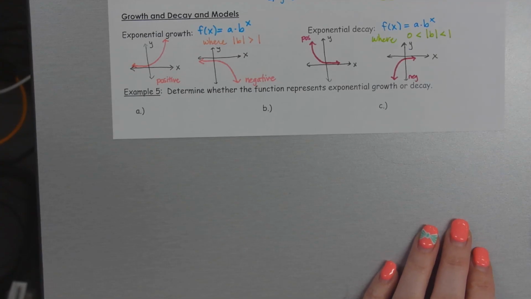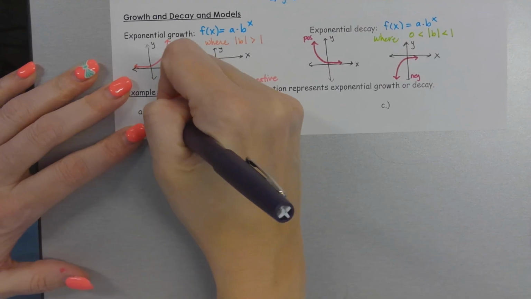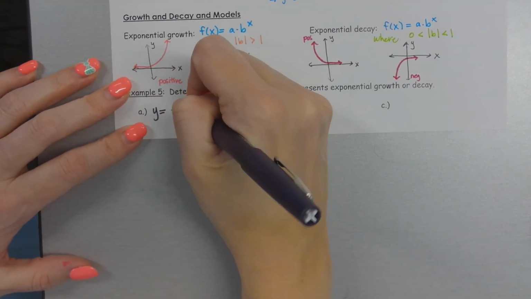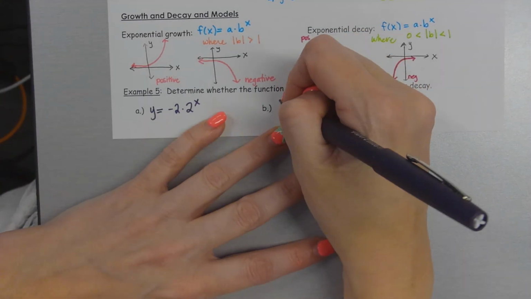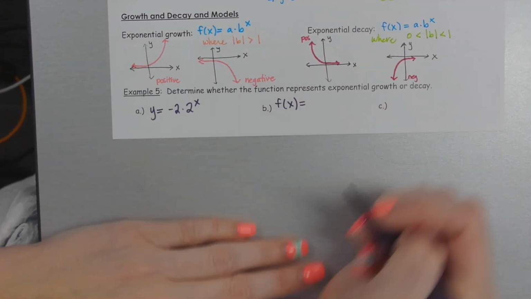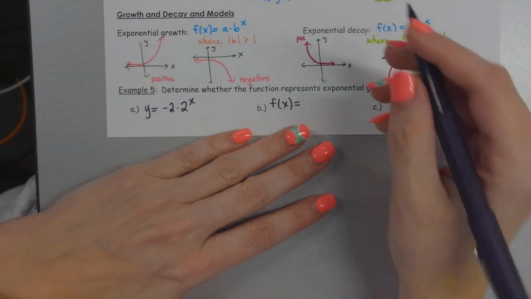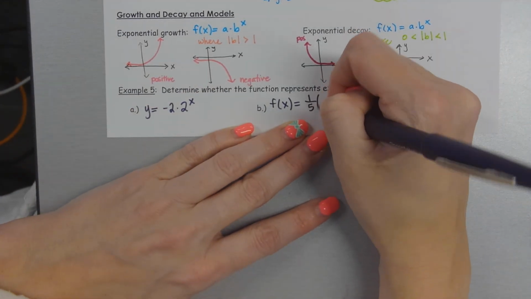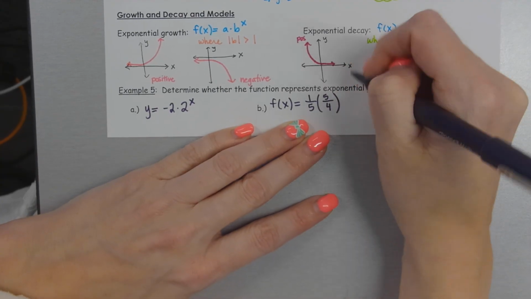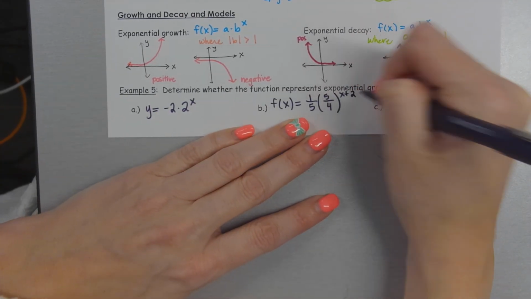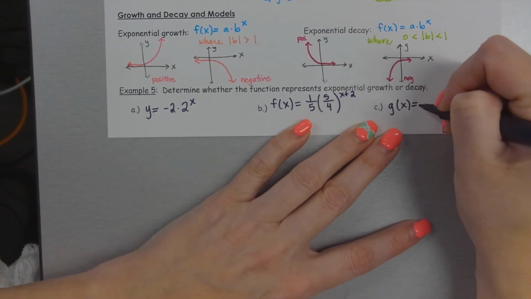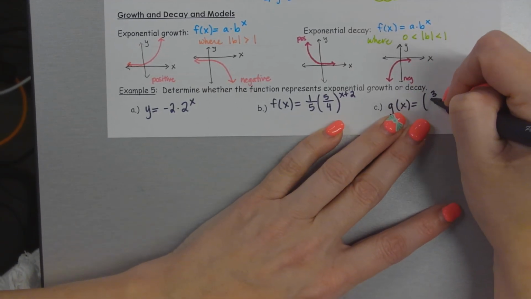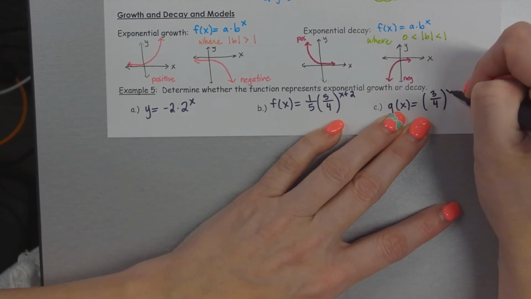So I'm going to give you some functions, and I want you to decide if they're growth or decay. Okay, so the first one is y equals negative 2 times 2 to the x. The second one is f of x equals 1/5 pi fourths to the x plus 2. And c is g of x equals 3/4 x minus 2.